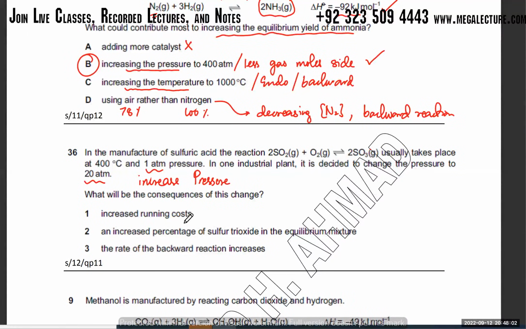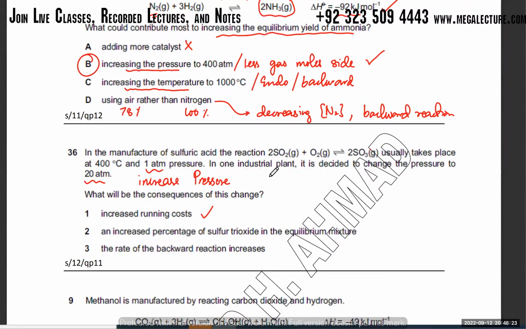Will the running cost increase? If you increase pressure, will the running cost increase? Yes, sir. It will, because higher pressure is expensive, right? You would have to make thicker pipes. There are more chances of explosions. So the running cost will increase.